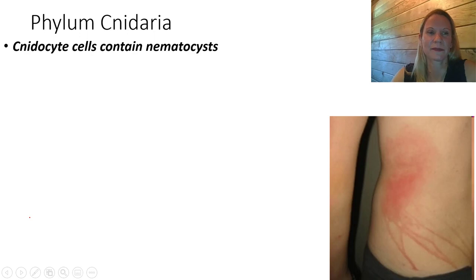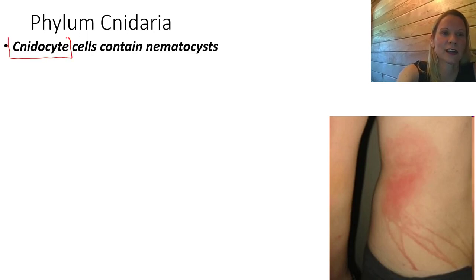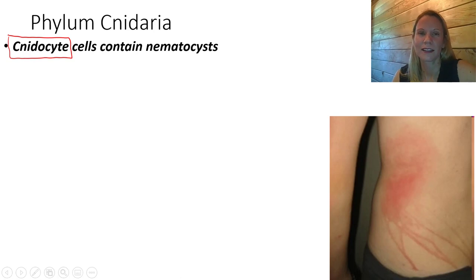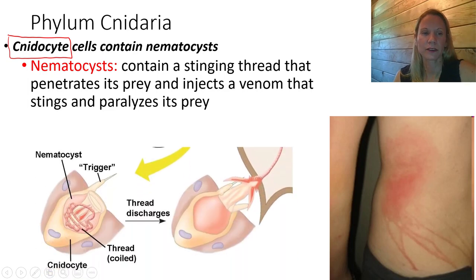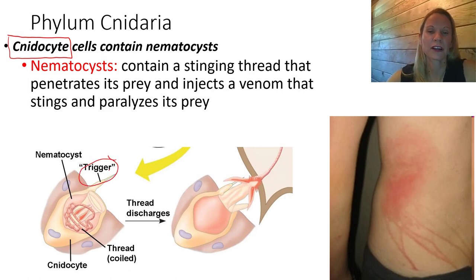So cnidarians get their name because of their stinging cells. Their stinging cells are called cnidocytes, and it's cnidocytes that contain a stinging venom within a little pocket called a nematocyst. Here's what those nematocysts look like. So within those tentacles we were talking about on the cnidarians, those tentacles are lined with these cells called cnidocytes. And within there is a coiled up, spring-loaded nematocyst. It's spring-loaded with even a trigger here. That trigger is motion sensitive. All you need to do is brush against the tentacle and it discharges the venom.